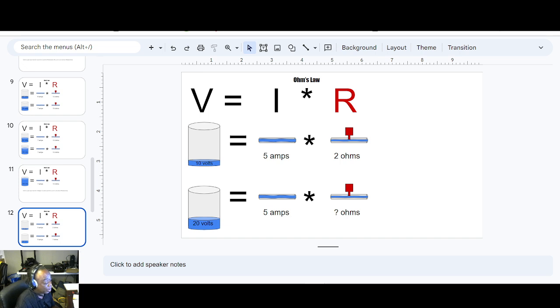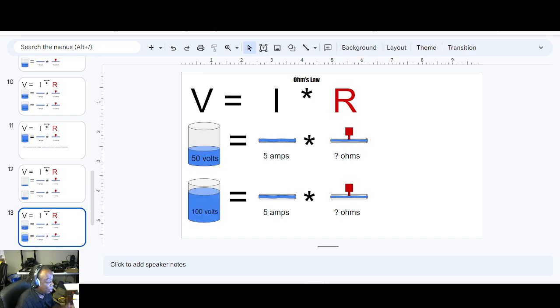Well, let's say you want the water speed to stay at 5 amps, but now you went from 10 to 20 volts in there. Well, your resistance will have to go up to 4 because 4 times 5 will give you 20. Now your resistance is going from 2 to 4. It's increasing. Let's say your voltage increases to 50, and that's how much water you have in the tank. But you want those amps to stay at right at 5. So what would you have to do? You have to increase the resistance to 10.